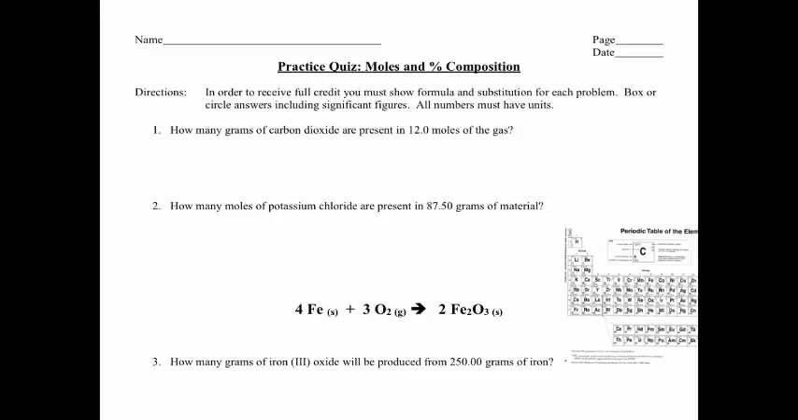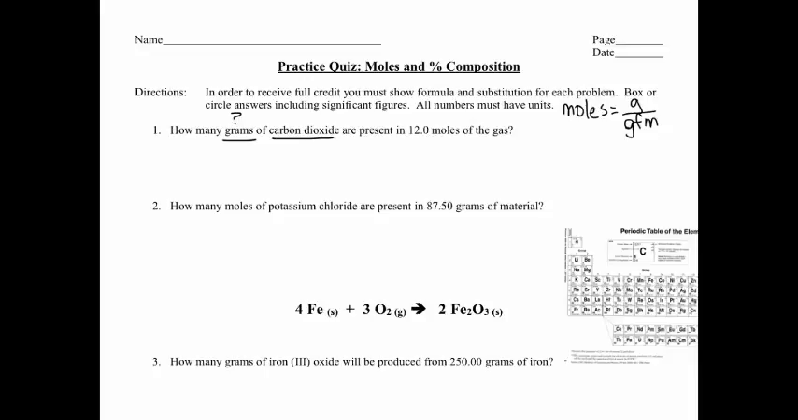The first two questions on the quiz will simply be questions using the moles equation. Moles is equal to G over GFM. And that you can always look up in Table T on the back of your reference tables. So let's look at question number 1. It says how many grams, so we're actually going to be looking for the G in our moles equation, of carbon dioxide.